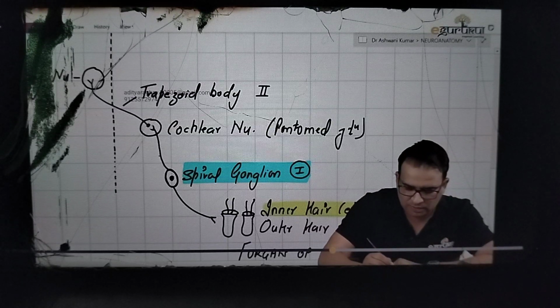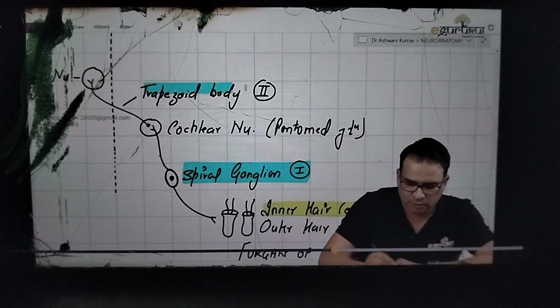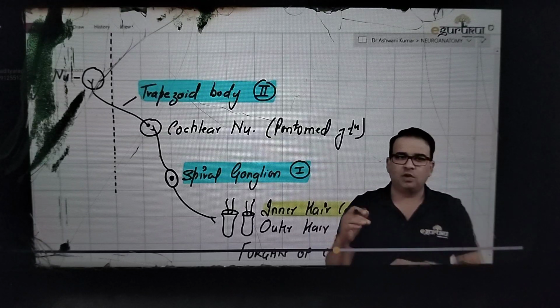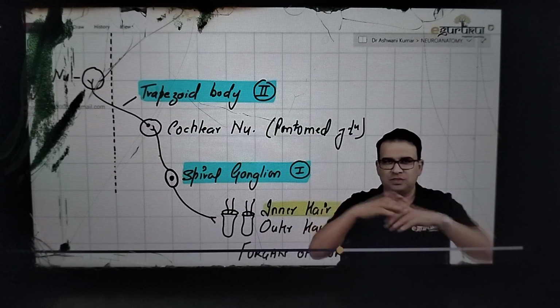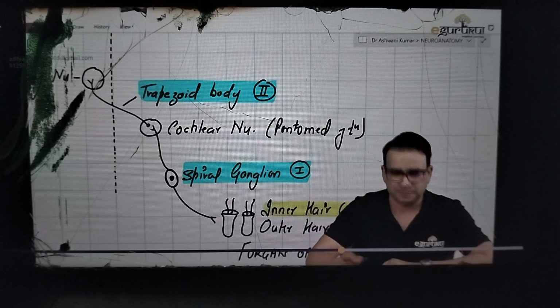The second order neurons only. So don't get confused with the word body here. Trapezoid body are the second order neurons which start from cochlear nucleus, cross the midline and go to the superior olivary nucleus of the other side. So these decussating neurons in the pons form a trapezium over there and we simply call it trapezoid body.